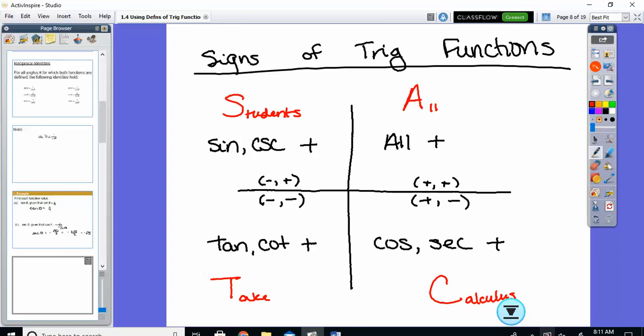And we know if one function is positive, its reciprocal is also positive. In quadrant 3, take, T is for tangent. Quadrant 4, calculus, C is for cosine. So all students take calculus tells us what's positive. And if it's not positive, then it's negative. Does that make sense to everybody?